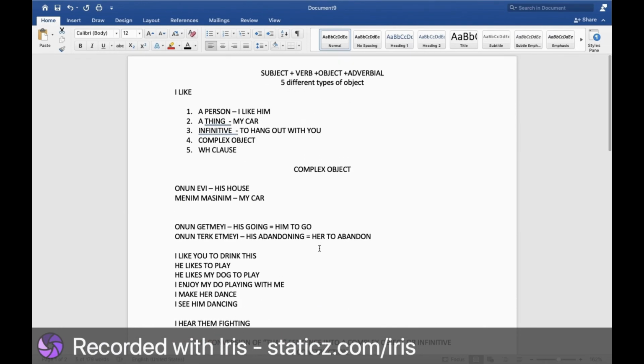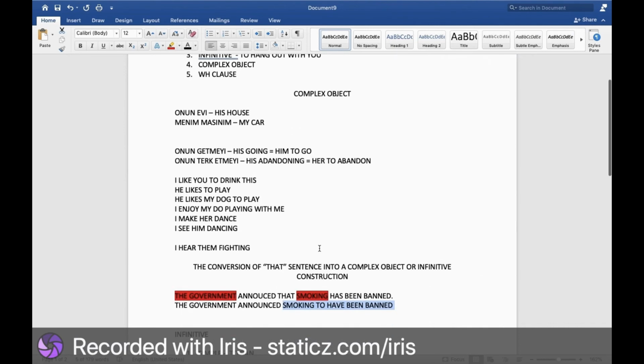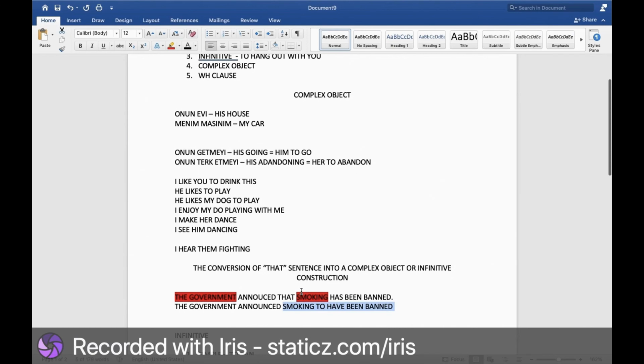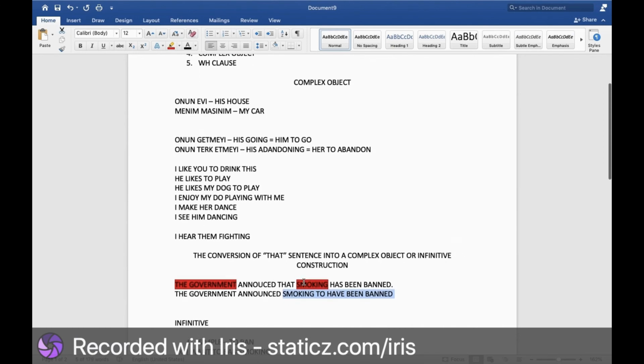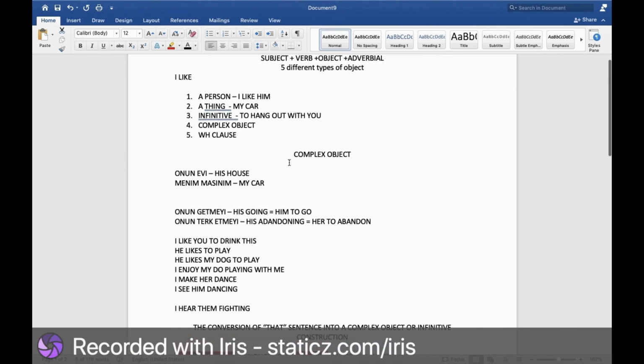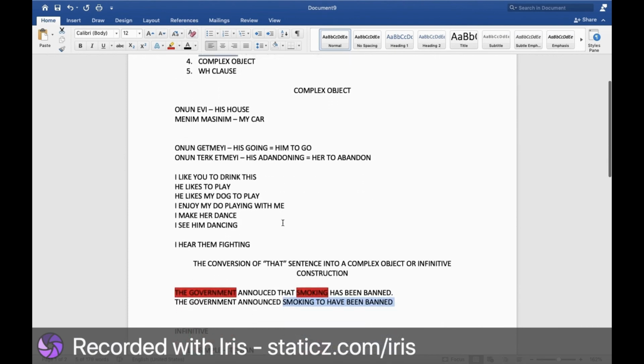From now on, because we've studied different types of objects, when you put subject and verb, when it comes to object, try to use infinitive or complex object or that sentence. And if you're going to use a that sentence, use a converted that sentence in terms of an infinitive construction or a complex object. Also, if you can, when you ask the question what, try to think about it and try to use it.